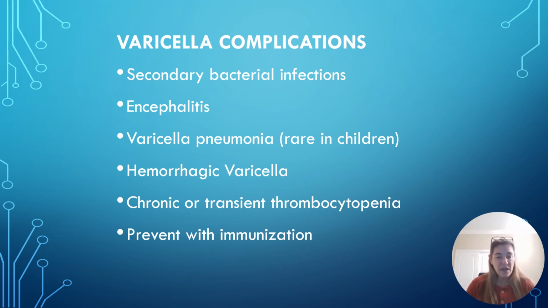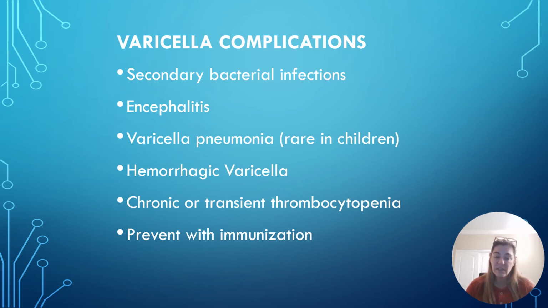Sometimes pneumonia, again rare in children, but can happen. More common in the adolescents and young adults who contract chickenpox. Hemorrhagic varicella, also rare. Chronic or transient thrombocytopenia, so they can have a short, acute period where they have thrombocytopenia, or it can last for months after the infection.